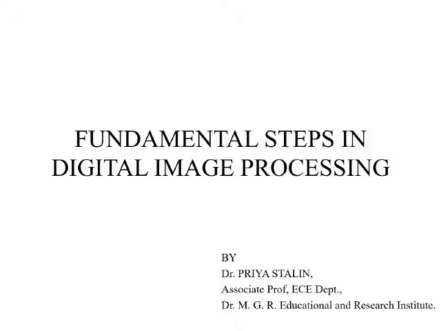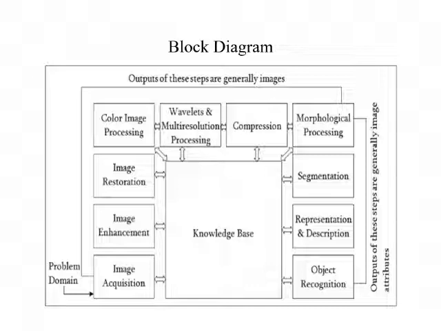The topic that we are going to see today is fundamental steps in digital image processing. This is the block diagram that involves 10 steps in processing an image in a digital image processing system. The steps are image acquisition, image enhancement, image restoration, color image processing, wavelets and multi-resolution processing, compression, morphological processing, segmentation, representation and description, and object recognition.